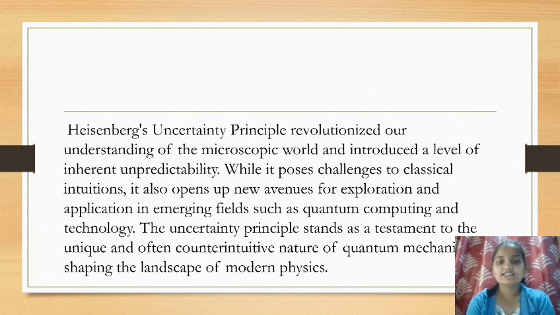Heisenberg's uncertainty principle revolutionized our understanding of the microscopic world and introduced a level of inherent unpredictability. While it poses challenges to classical intuition, it also opens up new avenues for exploration and application in emerging fields such as quantum computing and technology. The uncertainty principle stands as a testament to the unique and often counterintuitive nature of quantum mechanics, shaping the landscape of modern physics. These are the applications of the Heisenberg uncertainty principle.